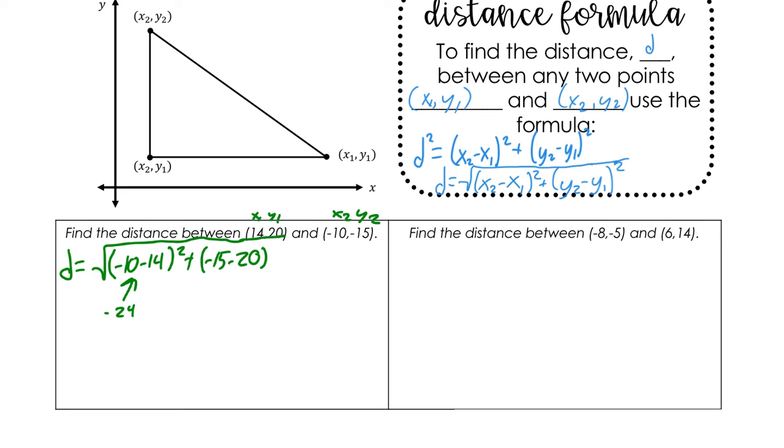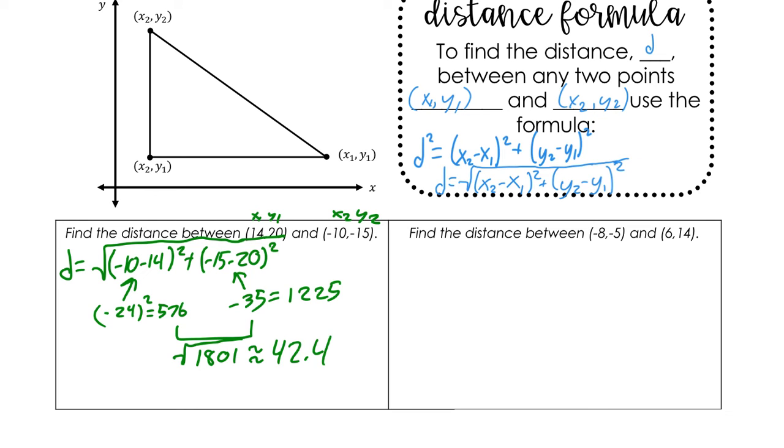So -24 squared will give us 576, and -40 squared will give us 1,600. When you add these together, you get 2,176. Since we are looking for d and not d squared, we need to take the square root, and then we approximate that as 46.6.